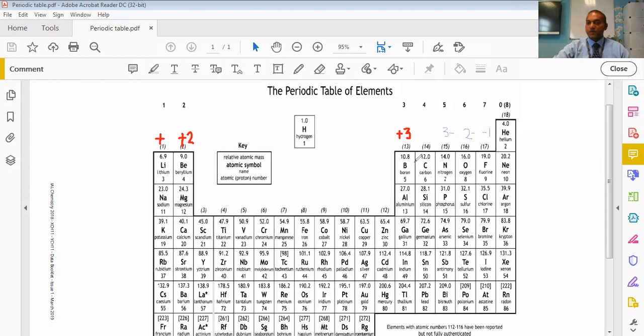Basically all this group 4, they are almost neutral. They don't like to take, neither do they like to donate. So they like to remain in the middle, and usually they like to share electrons. So if you can get this idea, this is very good. You can see our magnesium is here, in group 2, so 2+. Oxygen is in group 6, so 2-.